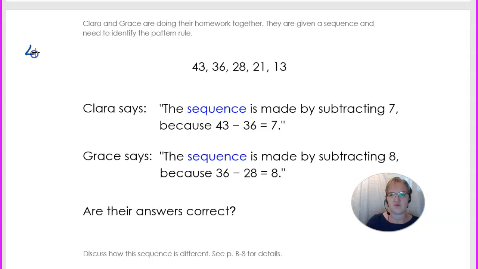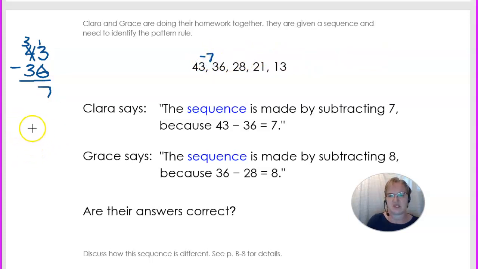If we take 43 and subtract 36, what is our answer? We know we have to borrow here. 13 minus 6 is going to be 7. 3 minus 3 is 0. So our gap up here is minus 7.